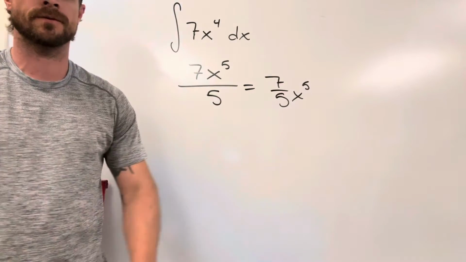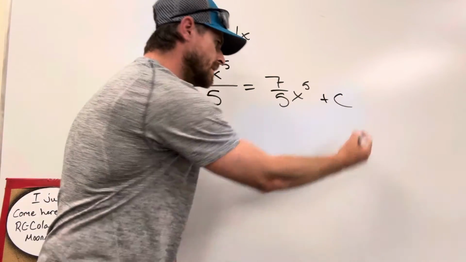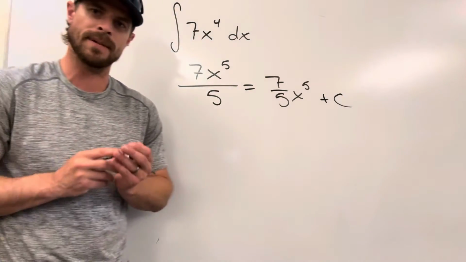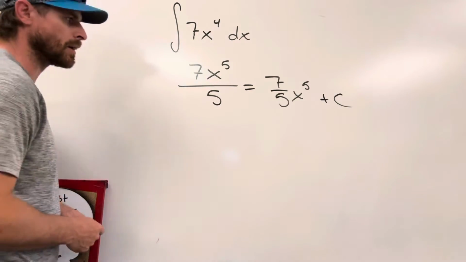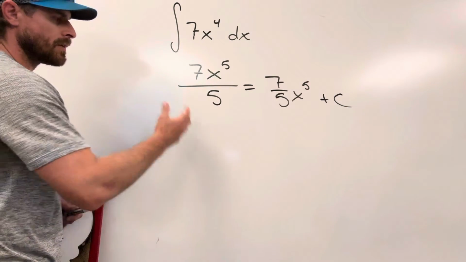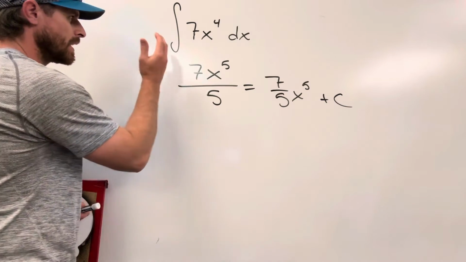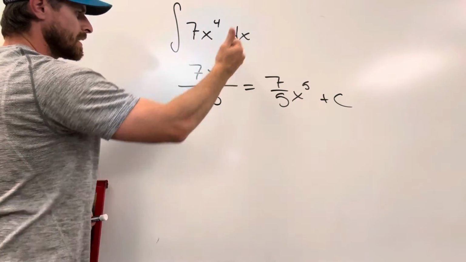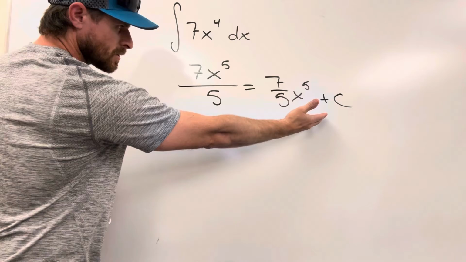And don't you dare forget to add that constant c. We've got to remember that part. That's a big one. That'll come into play later on. So now that we have an understanding of how to find our antiderivatives, we're integrating 7x to the fourth dx. This is what we're going to end up with as a result.